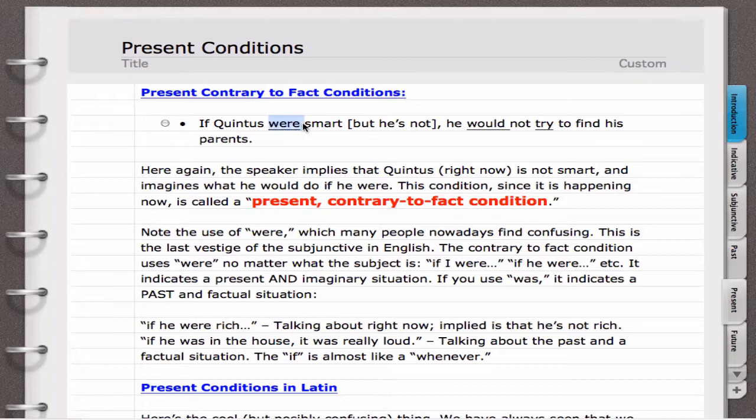Many people nowadays find this confusing because you could say if you were, if I were, if he were, if they were. There's always this were. This were is the last vestige of the subjunctive in English. If you use was, it indicates a past and factual situation. So down here I have some examples. If he were rich, when I say that I'm talking about right now, and implied is that he's not rich. If he was in the house, it was really loud, talking about the past and a factual situation. The if in the second example is almost like a whenever. Whenever he was in the house, it was really loud.